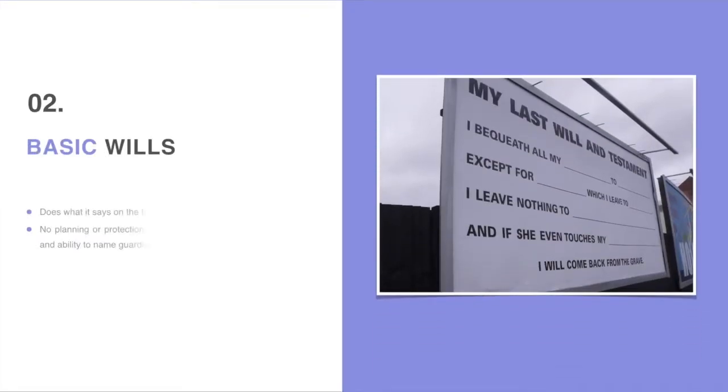The second level of choice is they're going to write basic wills. It does what it says on the tin. It offers no planning or protection, but does enable choices and the ability to name guardians for minor children.